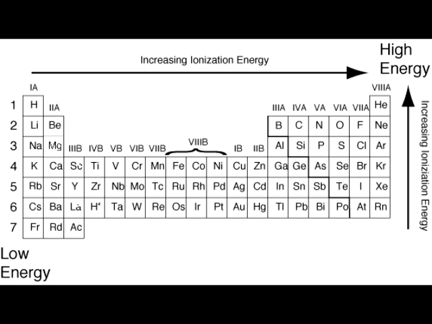Ionization energy increases as you go to the right of the periodic table, and increases as you go up. This is because as you go to the right, there are more valence electrons, and it is harder to remove them. As you move up a group, the atomic radius decreases, and so each electron is held even more tightly.